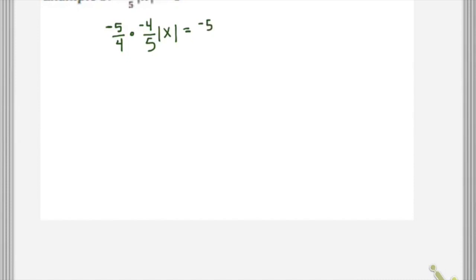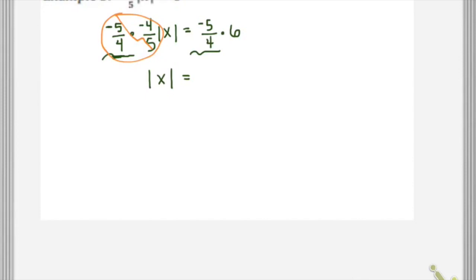This is an application of MLE, or multiplication law of equality. So again, I just multiplied by the negative 5/4 on both sides of the equation. These two values on the left, the multiplicative inverses, would cancel because they would give me a value of 1. And so I can exclude that. Multiplying by 1 does not change the value. So I'm just left with the absolute value of x.